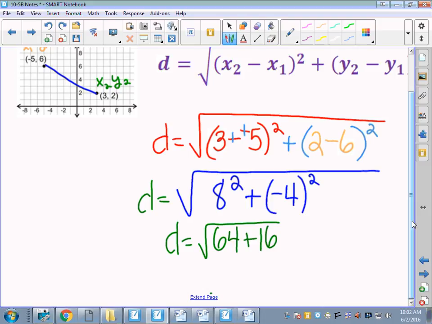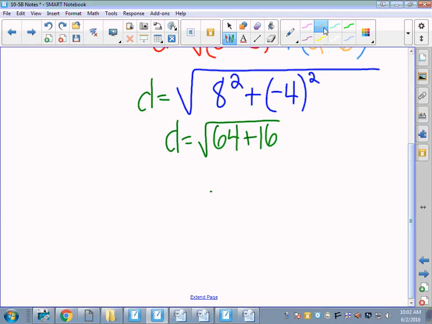Well, we're going to have to go to our calculators to actually do that math. 64 plus 16 comes out to 80. We could break that down. If I asked for an exact answer, that's like 16 times 5. So 4 roots of 5.